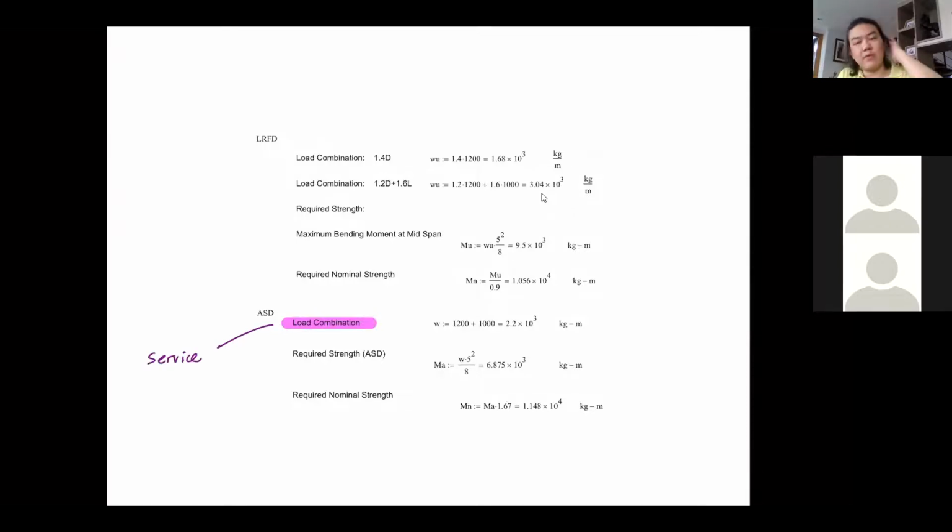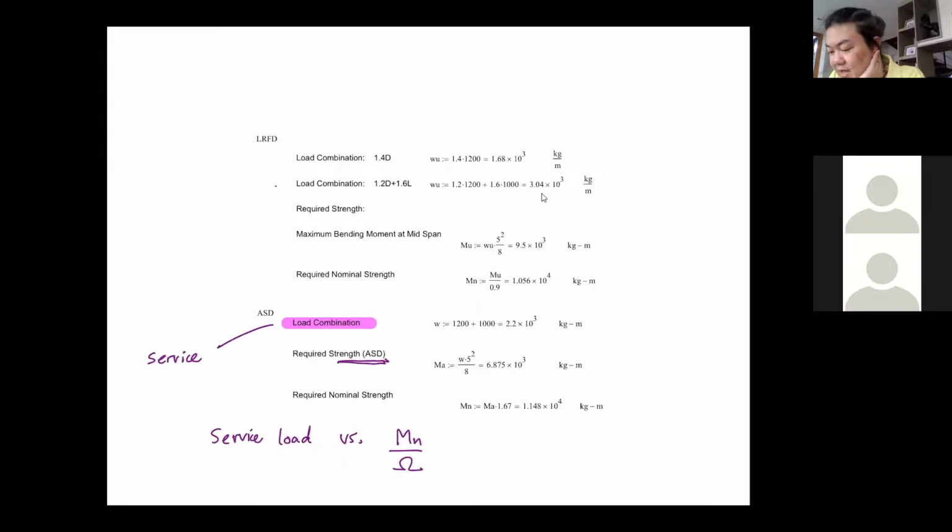Service load is where we don't use any factor to modify the load at all. Generally, we just use the load as it is, and then we compare the load combination with the ASD method, that is the strength, and then we divide the nominal strength by factor of safety. So that's ASD. Okay, service load versus this is moment, so it's nominal moment divided by factor of safety.